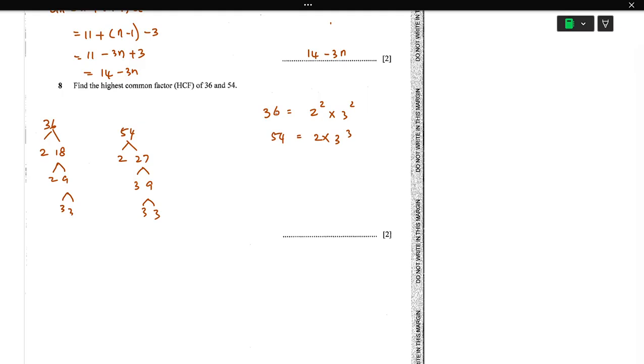So for the highest common factor, here we need to bring the highest. So HCF is here 2 square and 2. The highest common is only 2. And here 3 square and 3 cube, so common is only 3 square. So 2 times 9, which is equal to 18. So the answer is going to be 18 here.